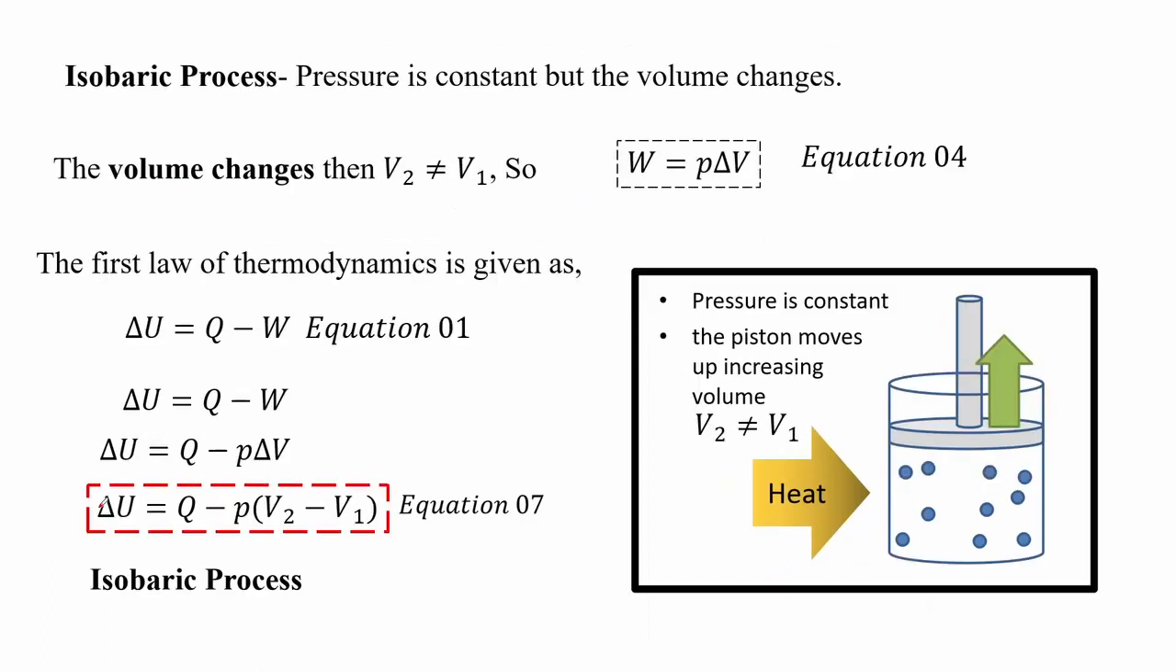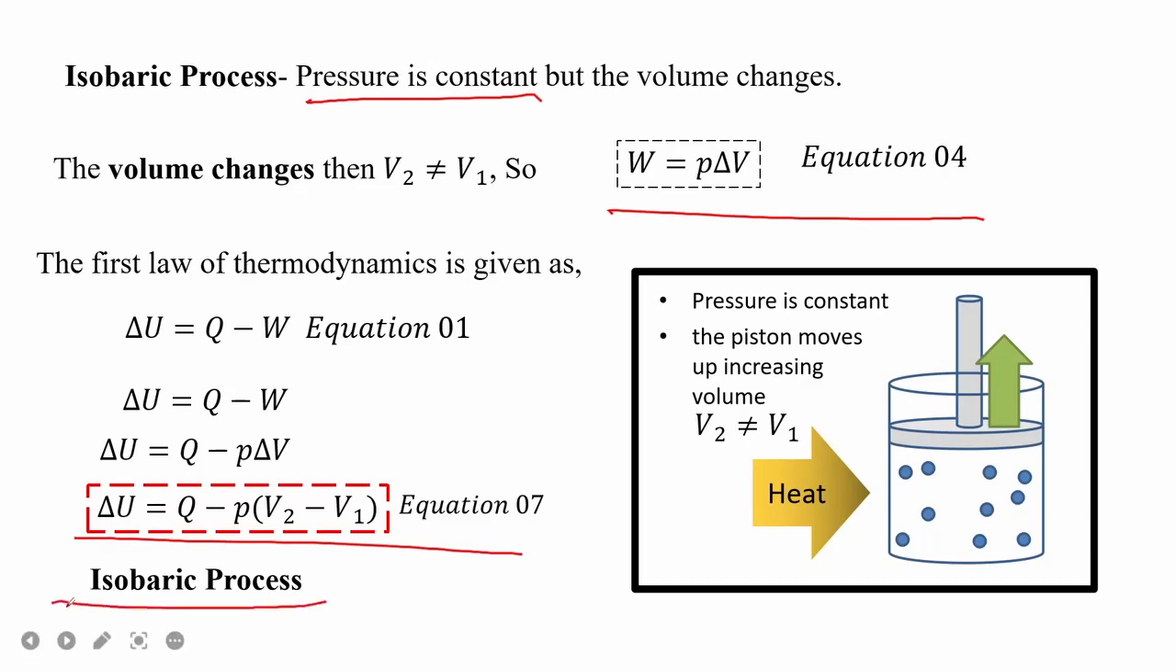For an isobaric process where the pressure is constant but the volume changes, the work is given in equation 4. Substituting this into the first law of thermodynamics, the change in internal energy is given as the heat minus the work, shown in equation 7. This is the first law of thermodynamics formulation for an isobaric process.